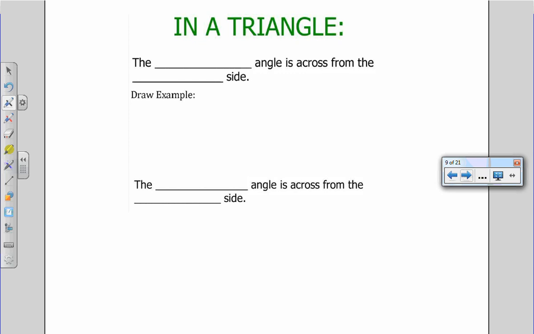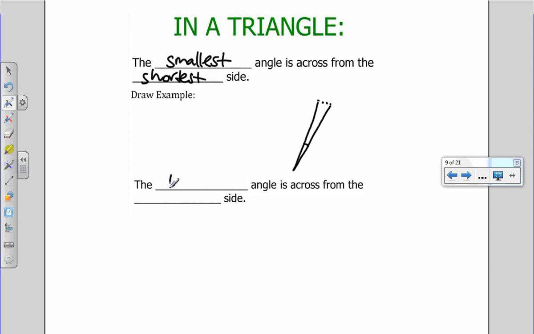So far we've just talked about angles. Now we're going to talk about angles and how they relate to the different sides of a triangle. In a triangle, the smallest angle is across from the shortest side. And this should make sense. If you have a really, really small angle, which means that the spacing between the two sides is not very big, I don't need a very large side to kind of cap this and make it a triangle. It's going to be really short because that angle is really small.